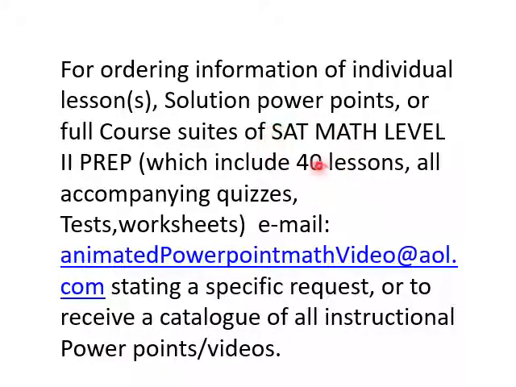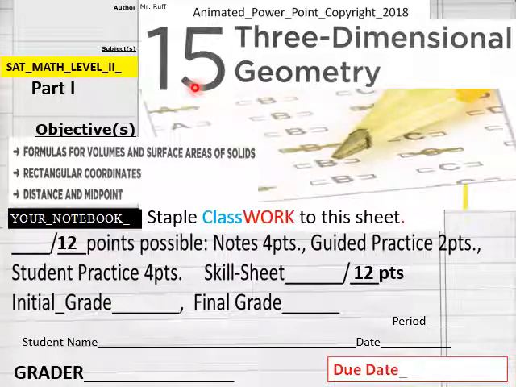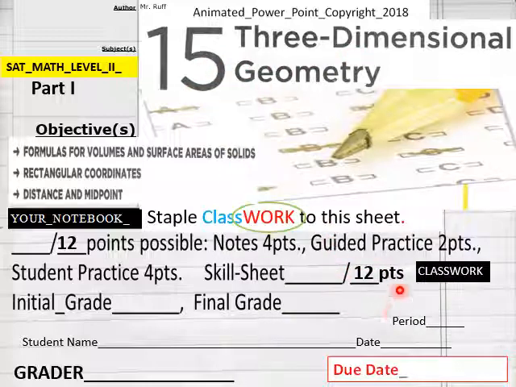Hello everybody, we're getting ready to do section 15 for SAT Math Level 2 preparation. The classwork sheet for this is 12 points on your notebook guide. For section 15, three-dimensional geometry, you also have 12 points on your classwork sheet. Students in my classroom, fill in name, date, period, and due date for my onliners and homeschoolers.